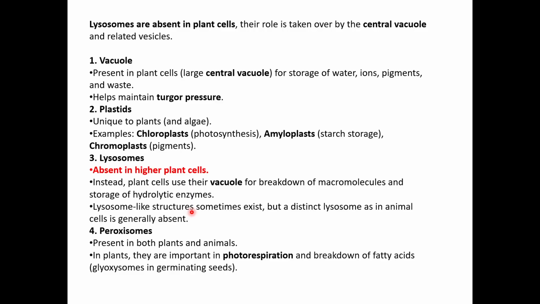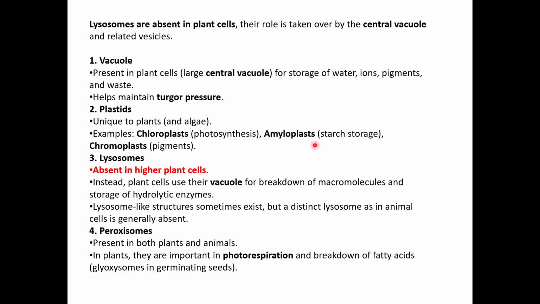Coming to lysosomes. So lysosomes, like we discussed previously, are absent in the plant cells. Their role is taken over by a central vacuole in the plants and is related to vesicles. So a vacuole is present in the plants for storage of water, ions, pigments, and waste and helps maintain the turgor pressure. Plastids are also unique to plants and algae.